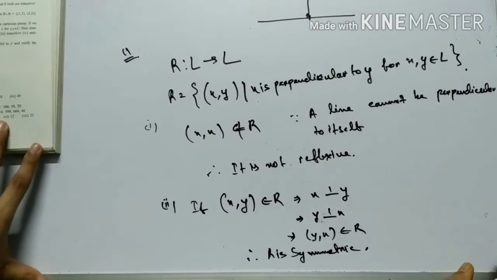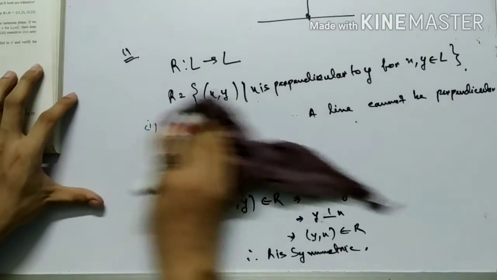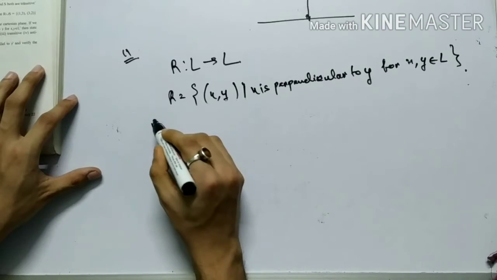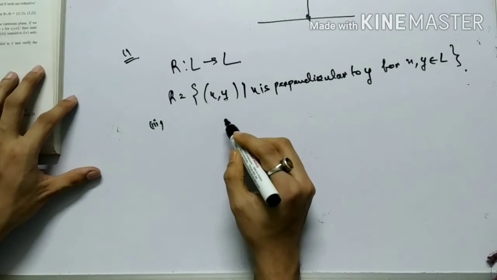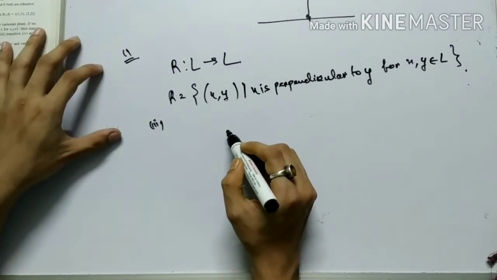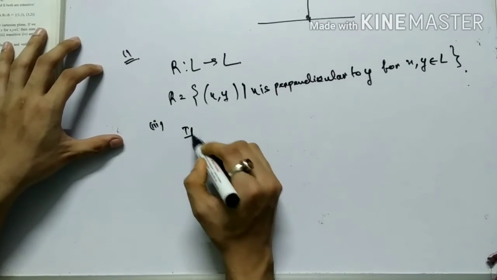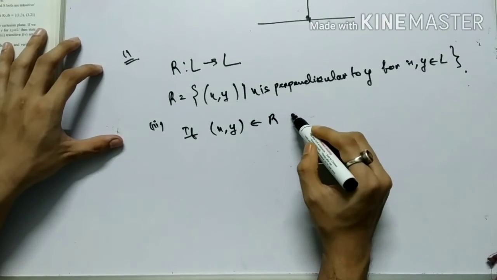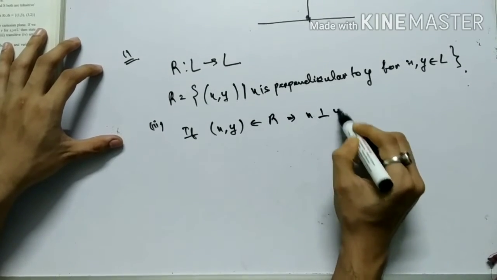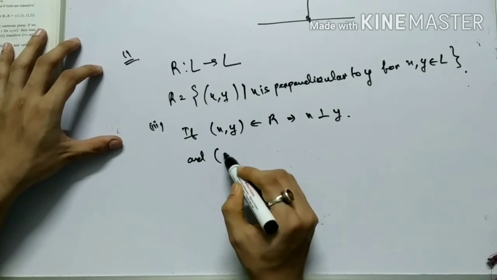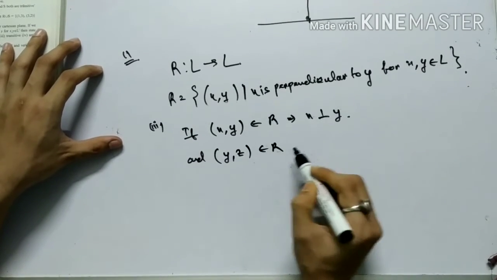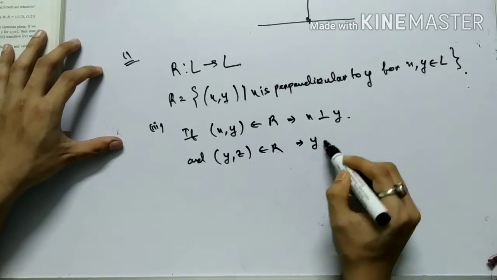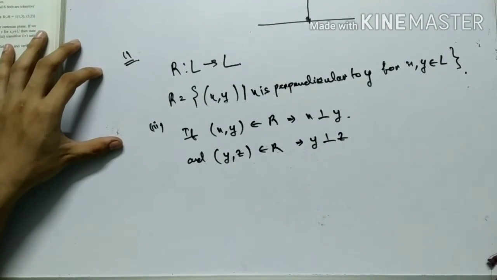Okay, R is symmetric. Next I have to show that R is transitive. Third one, I have to show that R is transitive. So now in here you see, if xy belongs to R, that means x is perpendicular to y, and yz belongs to R, this means that y is perpendicular to z.